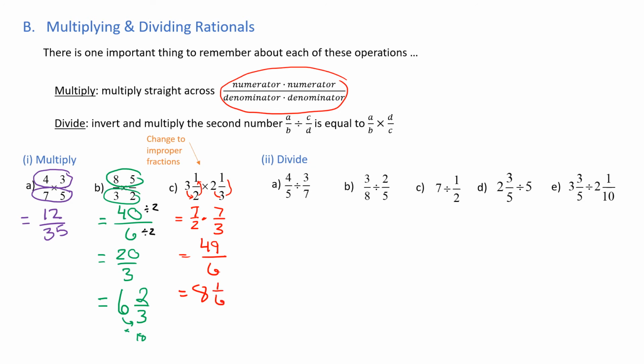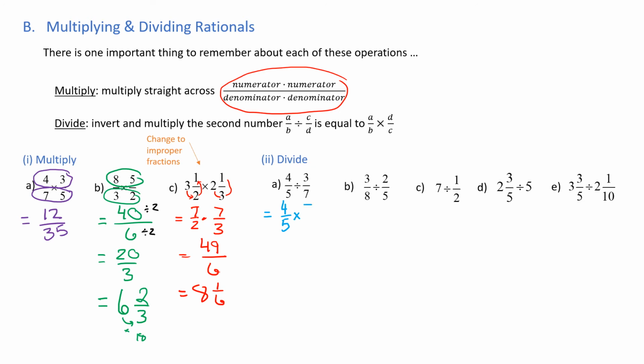Next question says divide. So divide, we have new rules for divide. The important part about dividing is we invert and multiply the second number. So if you have a over b divided by c over d, that's the same as a over b times, and we flip this one, d over c. Only the one after the division sign gets flipped, not the first one. So I'm going to first rewrite this as a multiplication question, and we later get into why we divide fractions this way. So we're going to change this to multiplication.